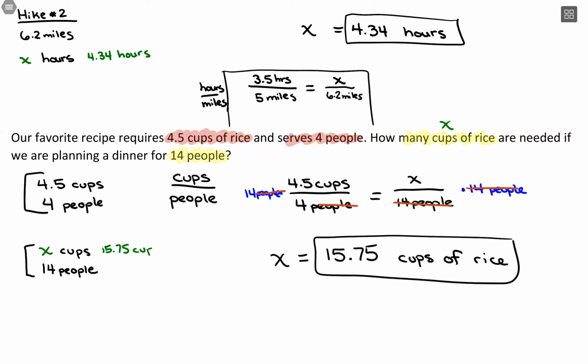15.75 cups. So you can see if this makes sense. Like if we're bumping up from 4 people to 14 people, we really have a lot more people. It's almost triple to quadruple. So that same rate should apply to the cups of rice that we're using. So that looks like, yeah, it's almost triple or quadruple that number there. So that lines up. So you can do that little mental check to see if it makes sense.